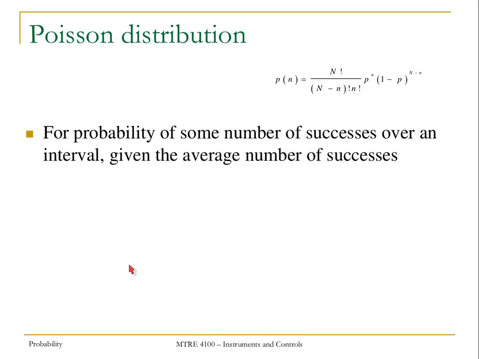There are cases where we know the average number of successes over an interval, and we want to find the probability of some number of successes. Say we know that over a 5-minute span, the average number of customers is 5 or 3. Then we could use the Poisson distribution to say what's the probability of having 8 customers over a 5-minute span.